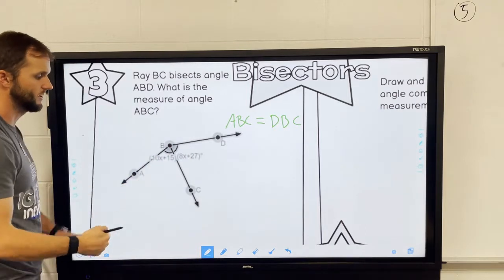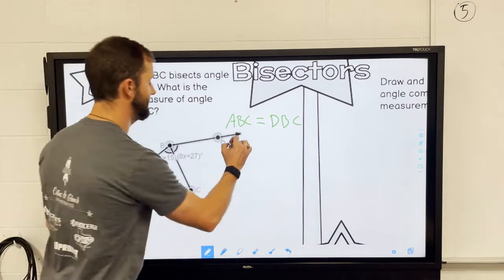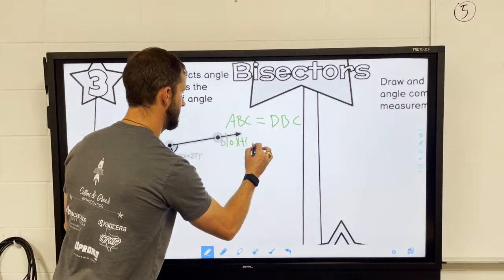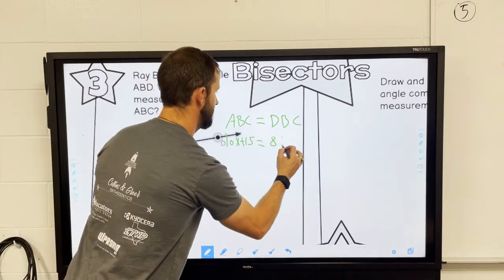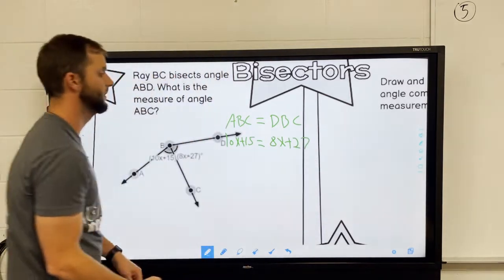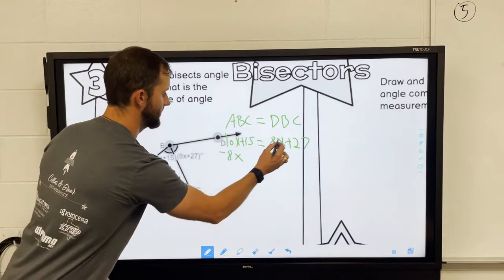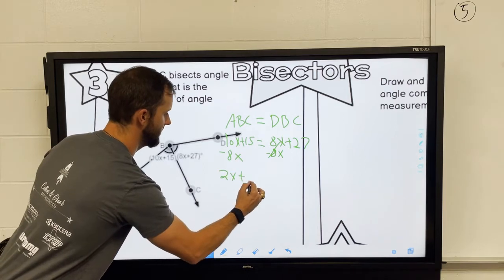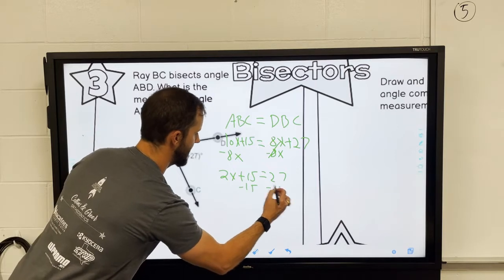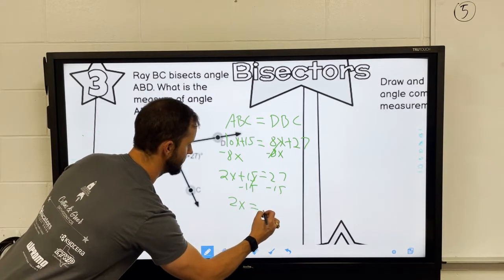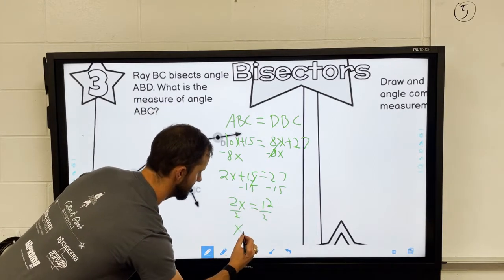So that means these two expressions will be equal to each other. ABC is 10x plus 15, and DBC is 8x plus 27. Then all I have to do is solve. I'm going to subtract 8x on both sides to get all the x's on one side. So I should get 2x plus 15 equals 27. Then I'm going to subtract 15 on both sides, which is going to be 2x equals 12, and then divide by 2 on both sides. So x is going to be equal to 6.